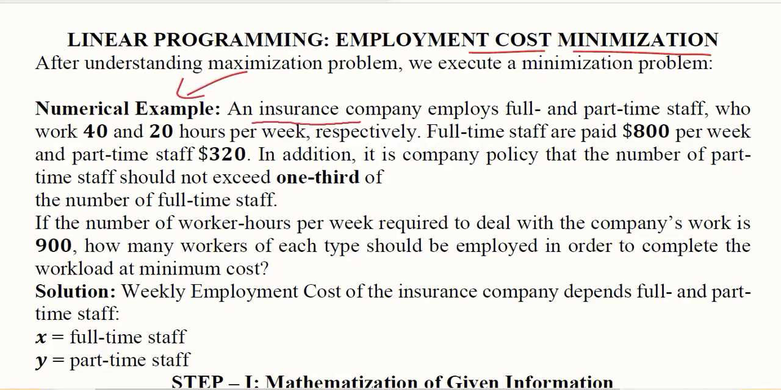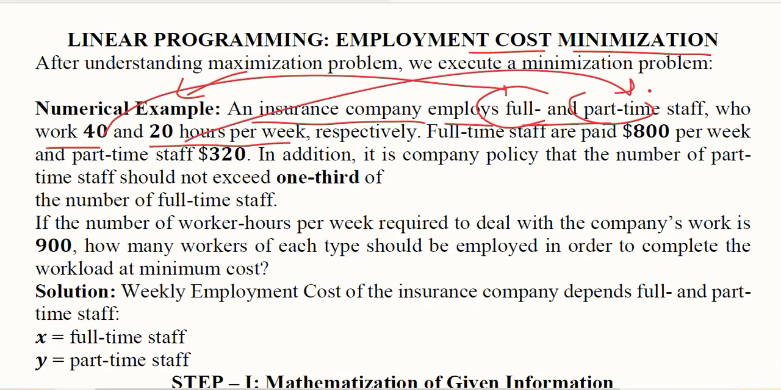There is an insurance company that employs full and part-time employees who work 40 and 20 hours per week respectively: 40 for the full-time workers and 20 for the part-time staff. Full-time staff are paid $800 per week, whereas the part-time workers are paid $320 per week. 800 is being paid to the full-time workers, definitely greater than $320, which is less for the part-time workers.